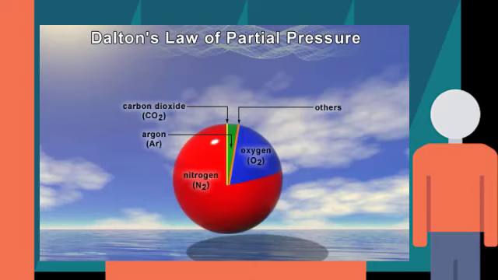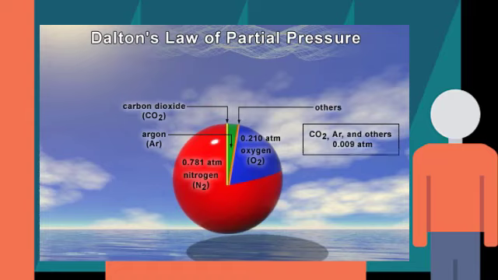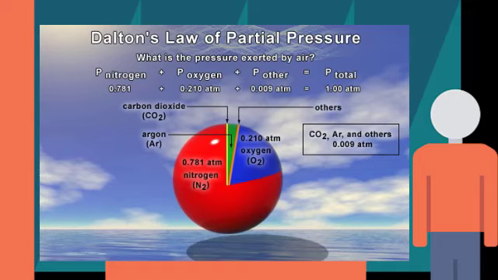Air is a mixture of gases containing nitrogen, oxygen, and small amounts of other gases, such as carbon dioxide and argon. In a sample of air at sea level, the partial pressure of nitrogen is 0.781 atmospheres, oxygen is 0.210 atmospheres, and the partial pressure of other gases combined is 0.009 atmospheres. What is the total pressure exerted by air? Adding these gives a total pressure of 1 atmosphere, which you learned earlier is the atmospheric pressure at sea level.